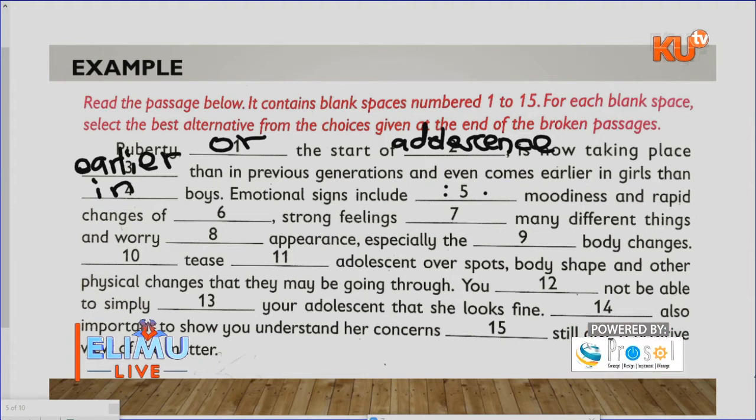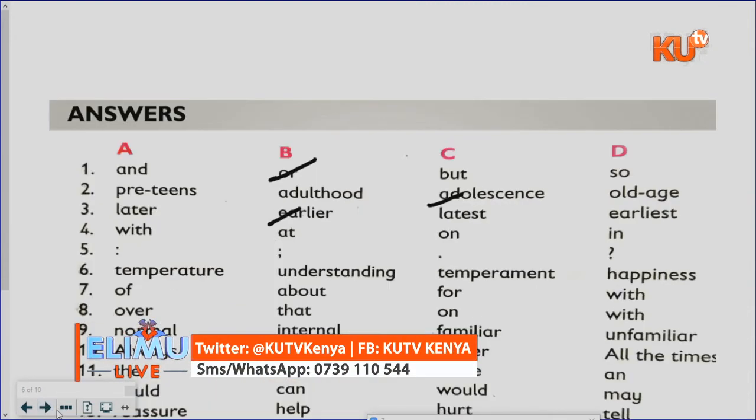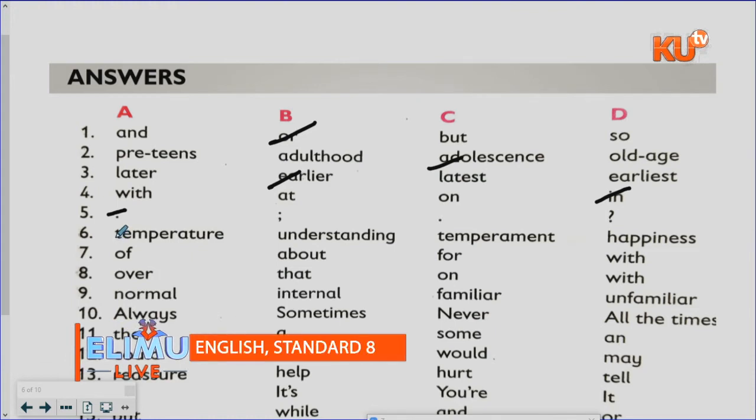6, you're given temperature, understanding, temperament, happiness. Here are the choices. We are in question 6. So question 5, we have already picked choice A, which is a colon. And in question 4, we already picked choice D, which is in. Question 6 says, moodiness and rapid changes of temperature, moodiness and rapid changes of understanding, moodiness and rapid changes of temperament, moodiness and rapid changes of happiness.